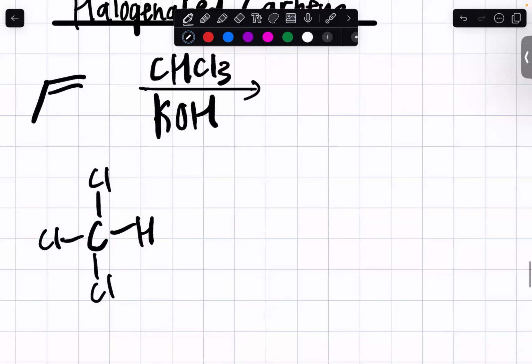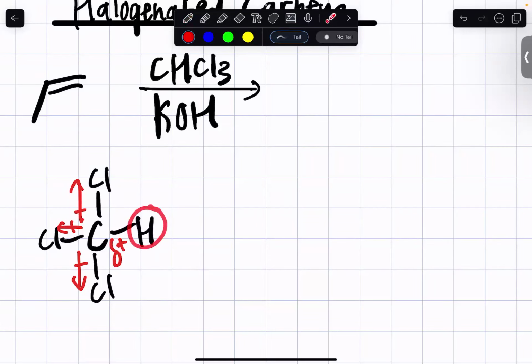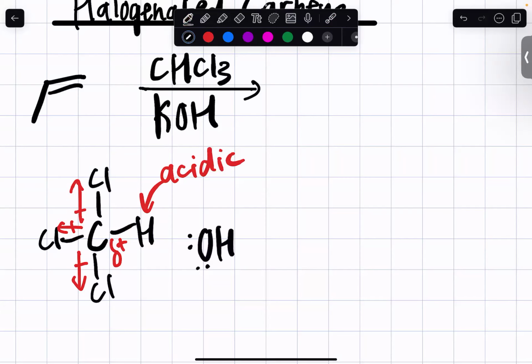So we know that chlorine is really electronegative, withdrawing electrons from that carbon right there, which makes this carbon really partial positive. And that also withdraws electrons from the hydrogen, which makes this hydrogen extremely acidic and attractive to a strong base like hydroxide ion, which we do have here, KOH or NaOH, which the first step of this mechanism is to deprotonate this most acidic hydrogen and give that carbon a negative charge.